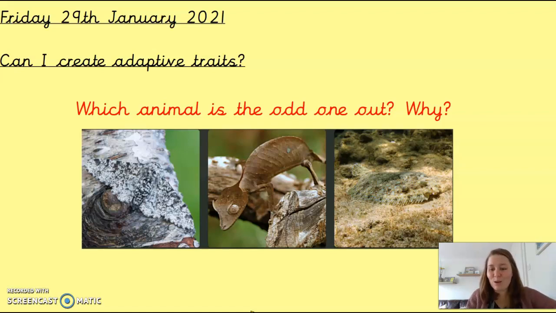So let's start off with a bit of a thinking task, an odd one out. Have a look at the pictures, pause the video and decide which is the odd one out. There's no right or wrong answer, you just need an explanation to back it up.